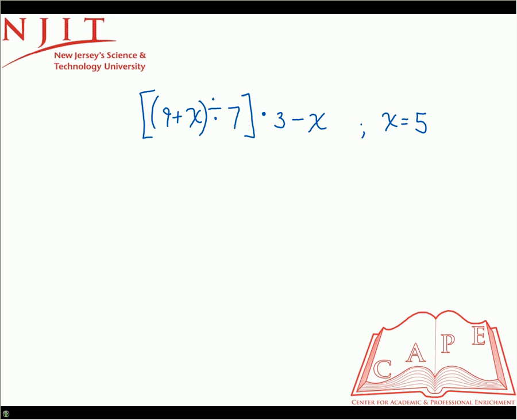Alright, so first thing we want to do is substitute the 5 in for x. So let's do that. Aside from that, keep everything else the same. So we have 9 plus 5, close parentheses, divided by 7. I'm going to close that bracket, times 3 minus 5.